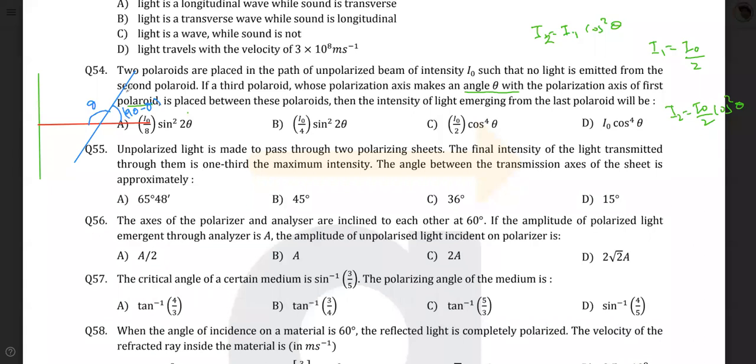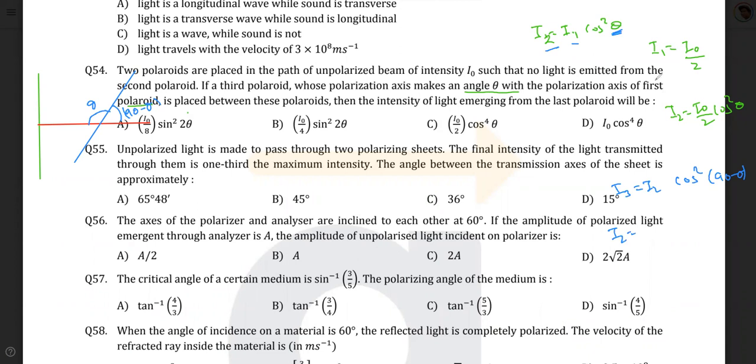So what is the angle between the second polaroid and the third polaroid? Tell me. 90 minus theta. As I said, the angle between the second polaroid and the first polaroid is theta. So what will be the angle between the third polaroid and the second polaroid? 90 minus theta. Yes or no? Yes sir. Right. Now I3 is equal to what?